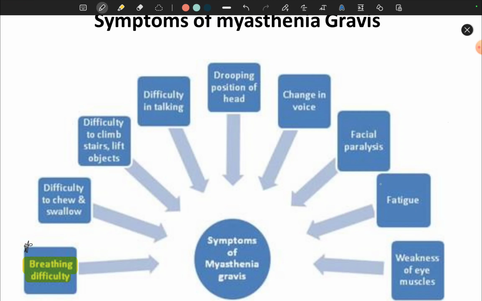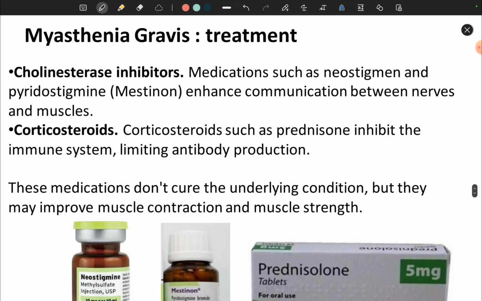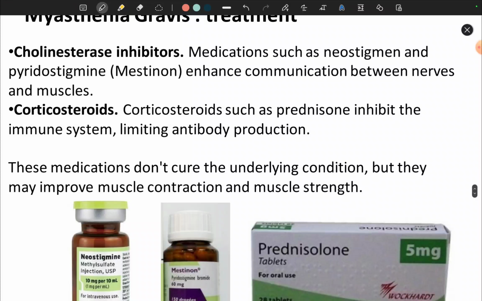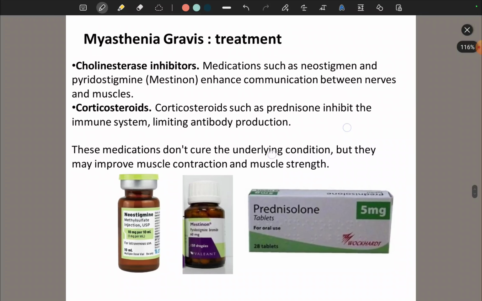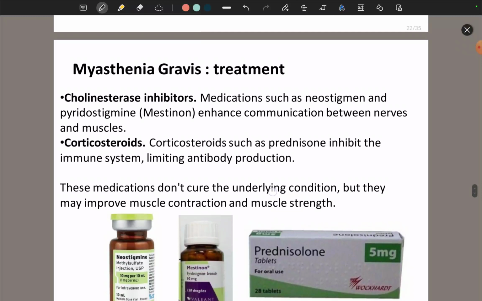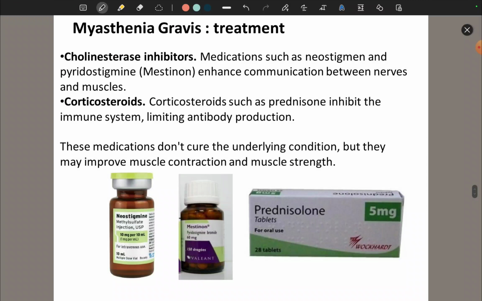Now what about the treatment of myasthenia gravis? Returning to the enzyme, they will inhibit the enzyme. This is what is available. And what is the function of the enzyme? Break down the acetylcholine. So you are keeping acetylcholine in place more. You allow the acetylcholine to be present for a longer period instead of being broken down quickly. So this allows more time for contraction to occur. This is one method of treatment.